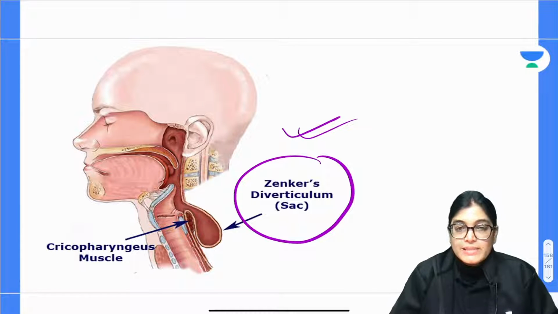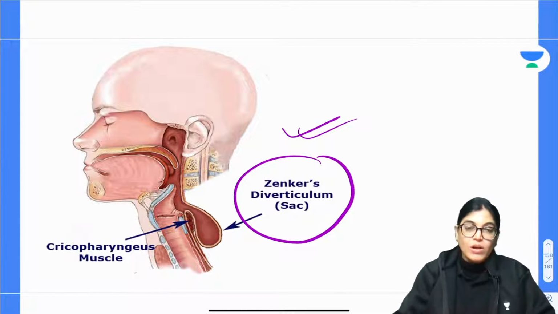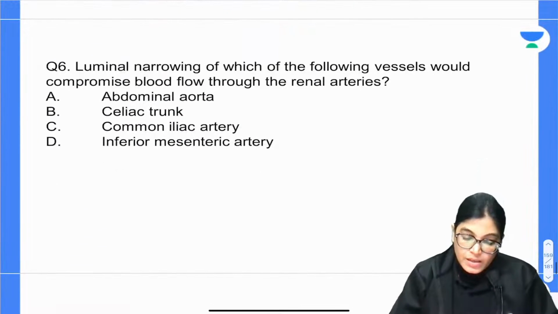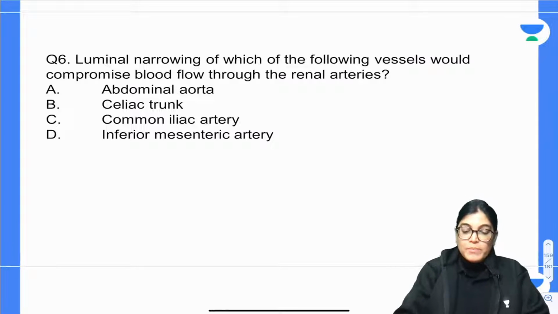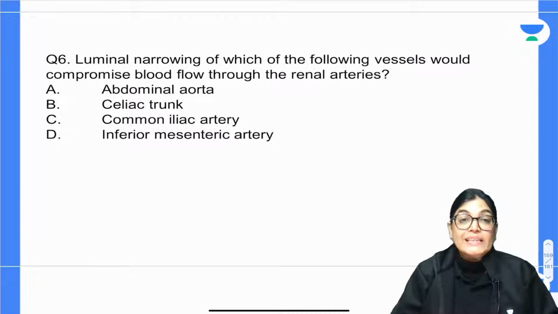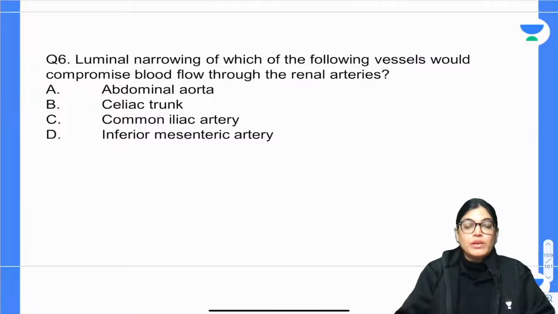Let's move on to the next MCQ, that is MCQ number 6. All the best. Luminal narrowing of which of the following vessels could compromise the blood flow through the renal arteries? So if there is narrowing of which of the following vessels, it will also affect the blood flow through the renal arteries. Whether the correct answer is abdominal aorta, celiac trunk, common iliac artery, or inferior mesenteric artery. So your time starts now. Mark the correct answer.